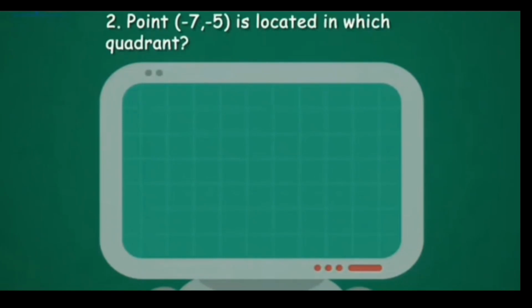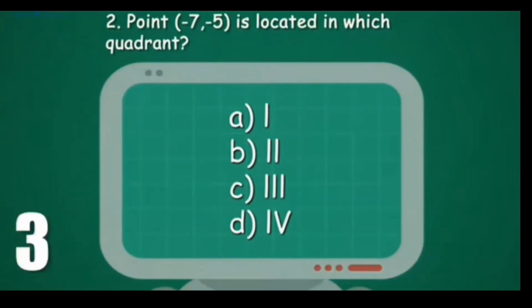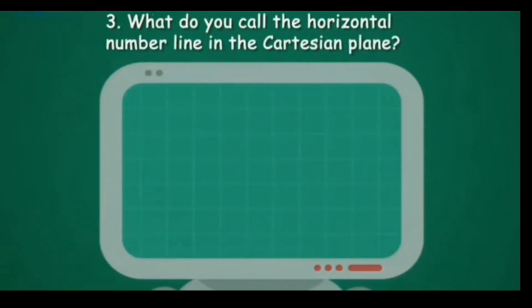Number 2. Point (-7, -5) is located in which quadrant? A. Quadrant 1, B. Quadrant 2, C. Quadrant 3, and D. Quadrant 4. It is letter C, quadrant 3, because both coordinates are negative.